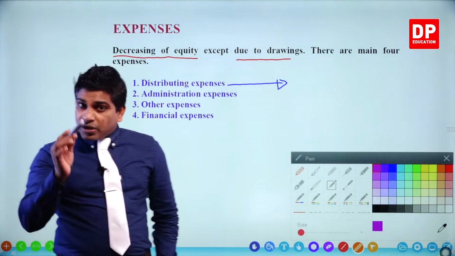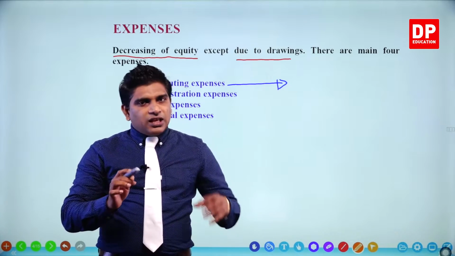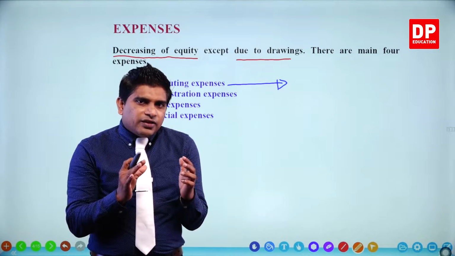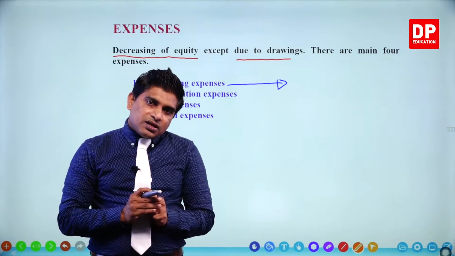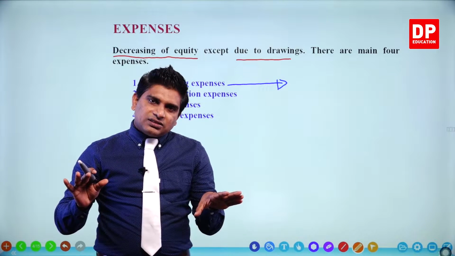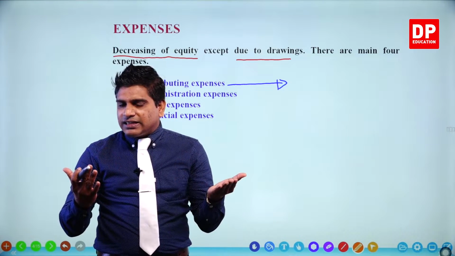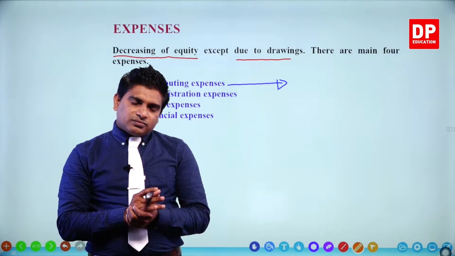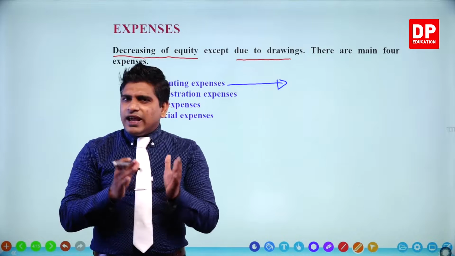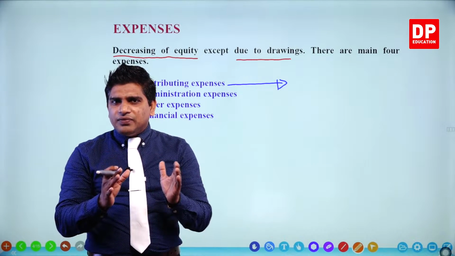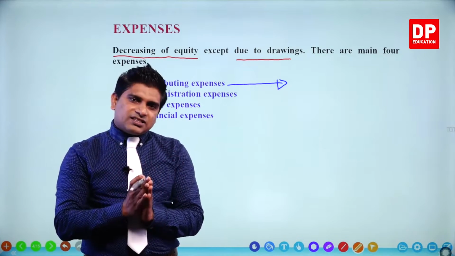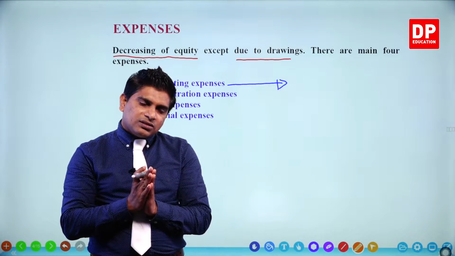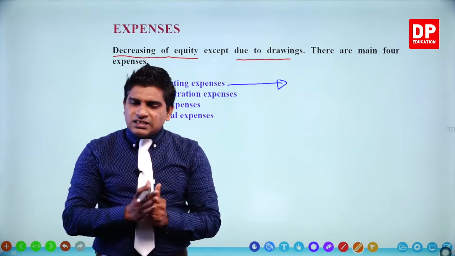Distributing expenses means expenses which are connected with distributing activities, sales promotional activities. For an example, we can give advertising expense. Actually, advertising will give support to promote the sales, to promote the distributing part. Right? You may think this example.